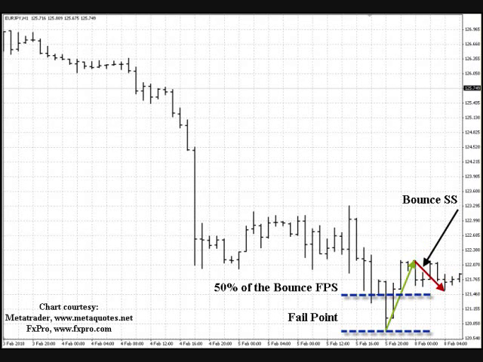Stage 3. Watch for a swing back in the direction of the Jumbo FPS. This is the Bounce Secondary Swing, or Bounce SS. The Bounce Secondary Swing should end near the 50% retracement of the Bounce FPS. It must not go past the Jumbo FPS endpoint, or the formation is failed and you will need to redraw the Jumbo FPS and return to Stage 2.